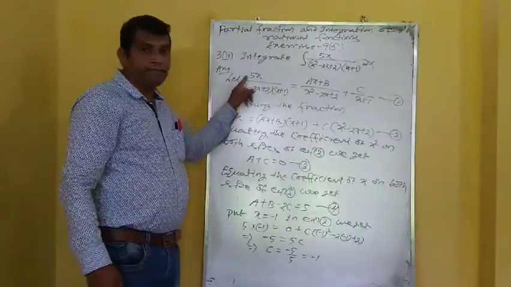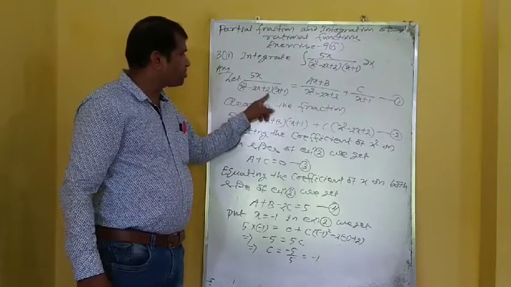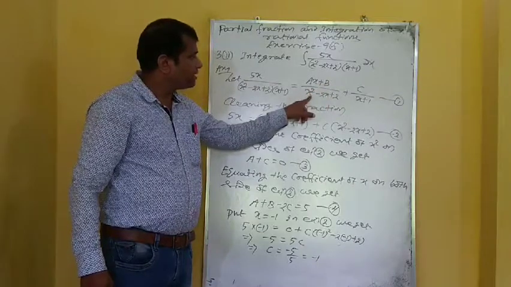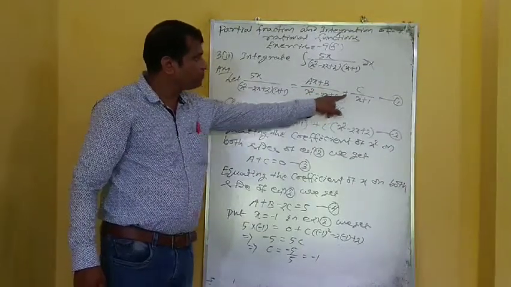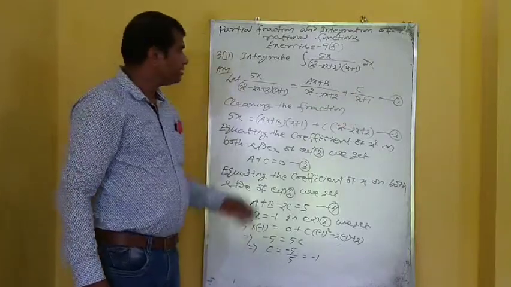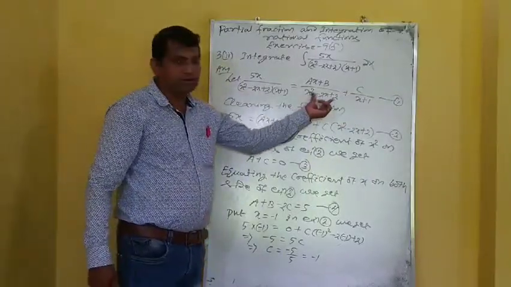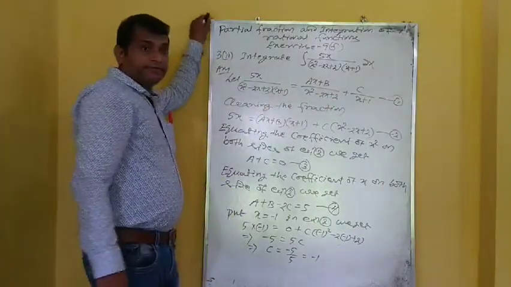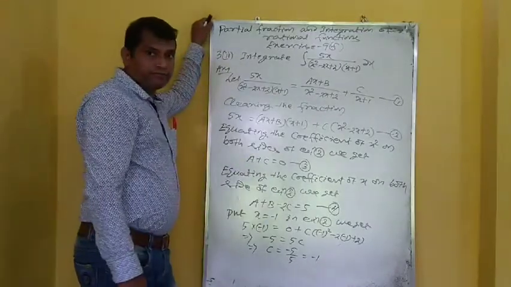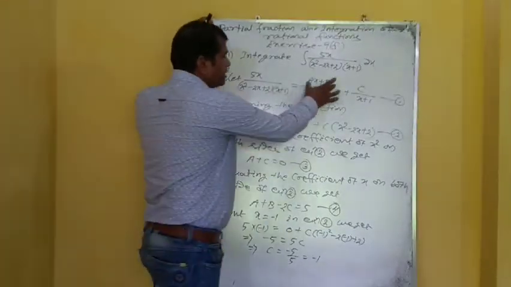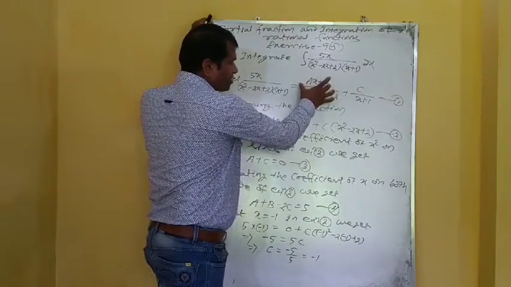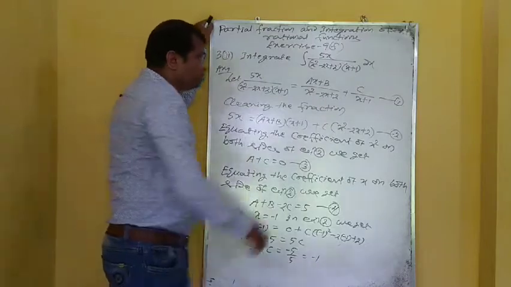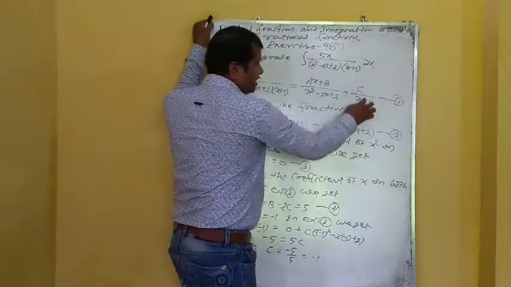Let 5x divided by (x² − 2x + 2)(x + 1) equal (ax + b) divided by (x² − 2x + 2) plus c divided by (x + 1). Here x² − 2x + 2 is a quadratic function and x + 1 is a linear function. So we write the quadratic factor as (ax + b) divided by (x² − 2x + 2) and the linear factor as c by (x + 1).